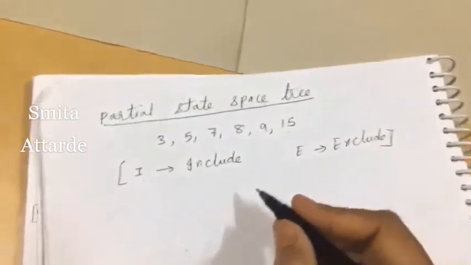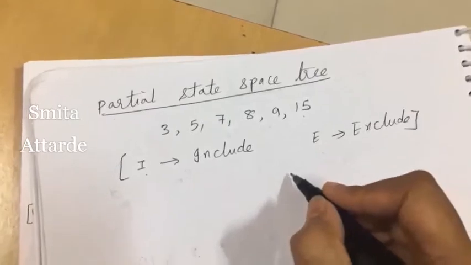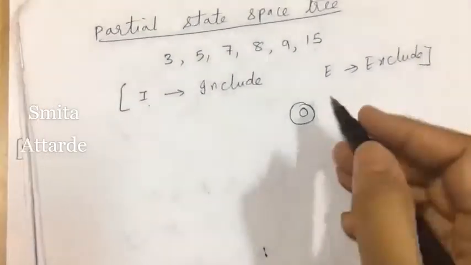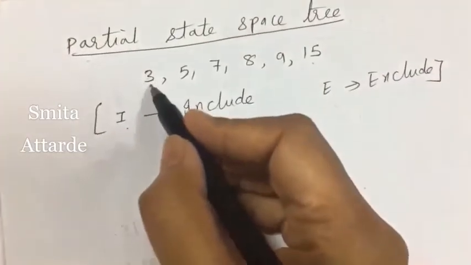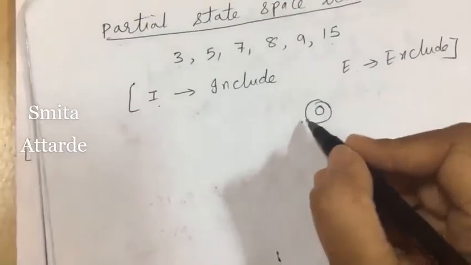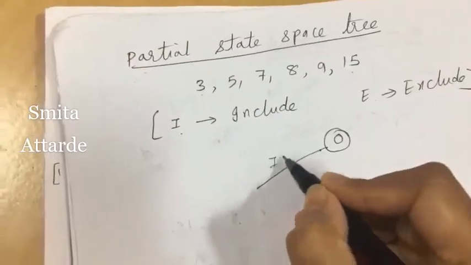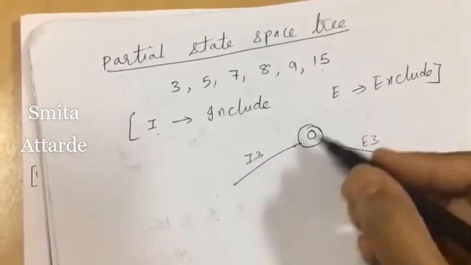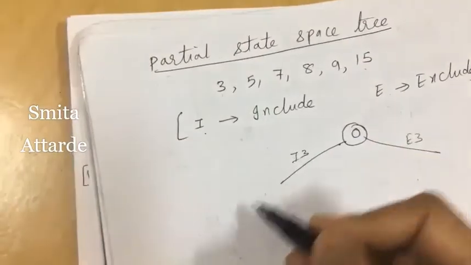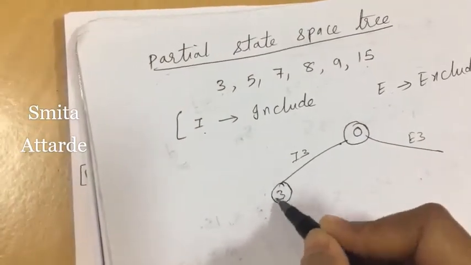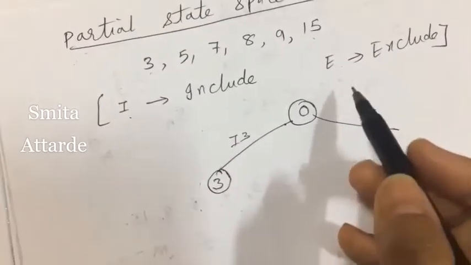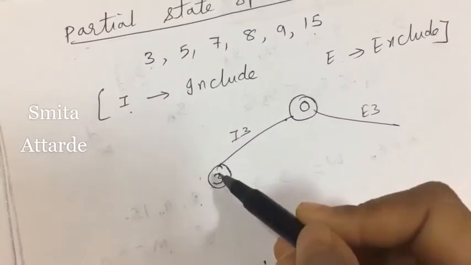So I'll start with the first phase, that is, my sum is 0. Initially my addition of the subset is 0. Now I'll start with the element 3. On the left hand side I'll write I3, on the right hand side I'll write E3. That is include 3, exclude 3. When I'm including 3, I get the sum as 3. Include means we are including it in the subset. So in the subset, if I include 3, I get the addition 3.